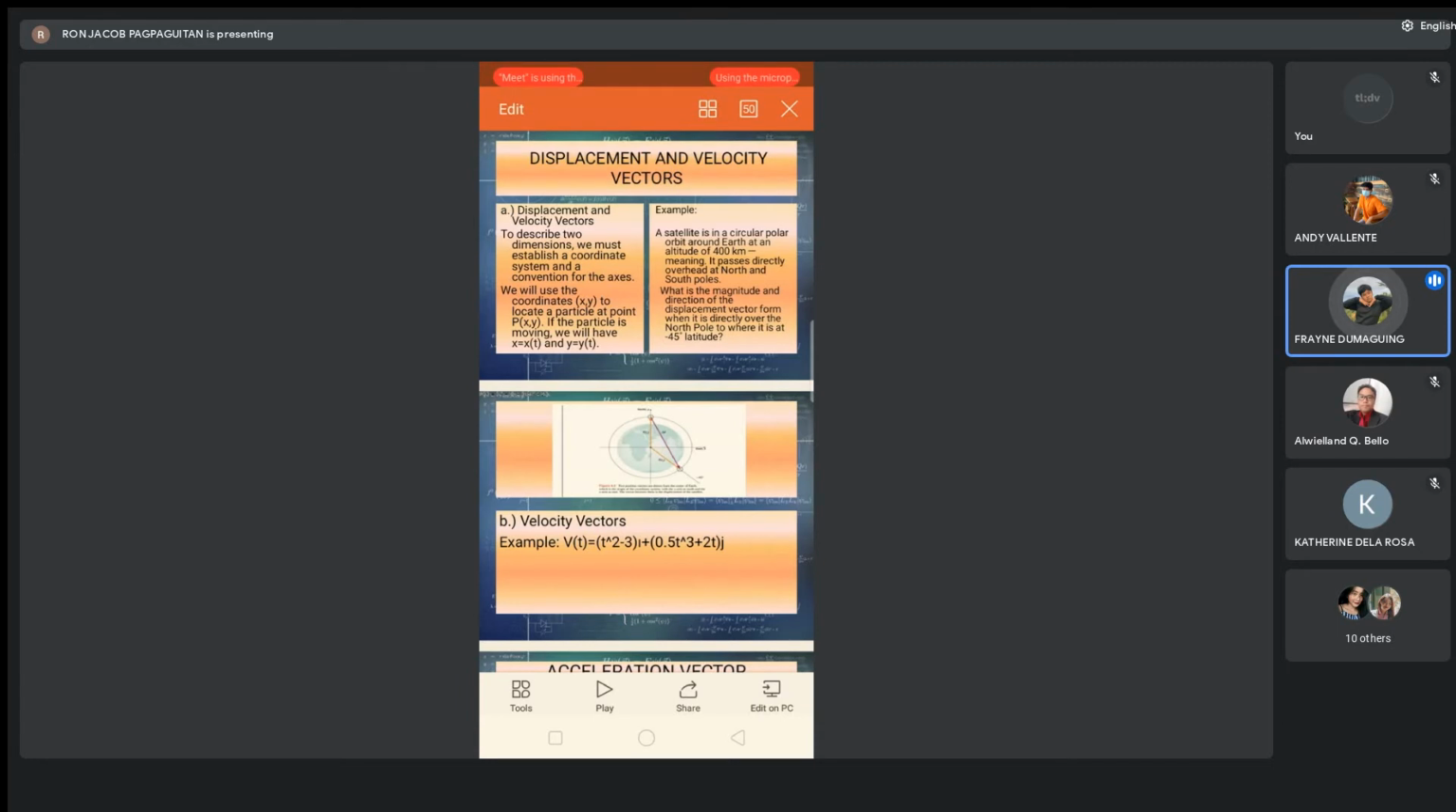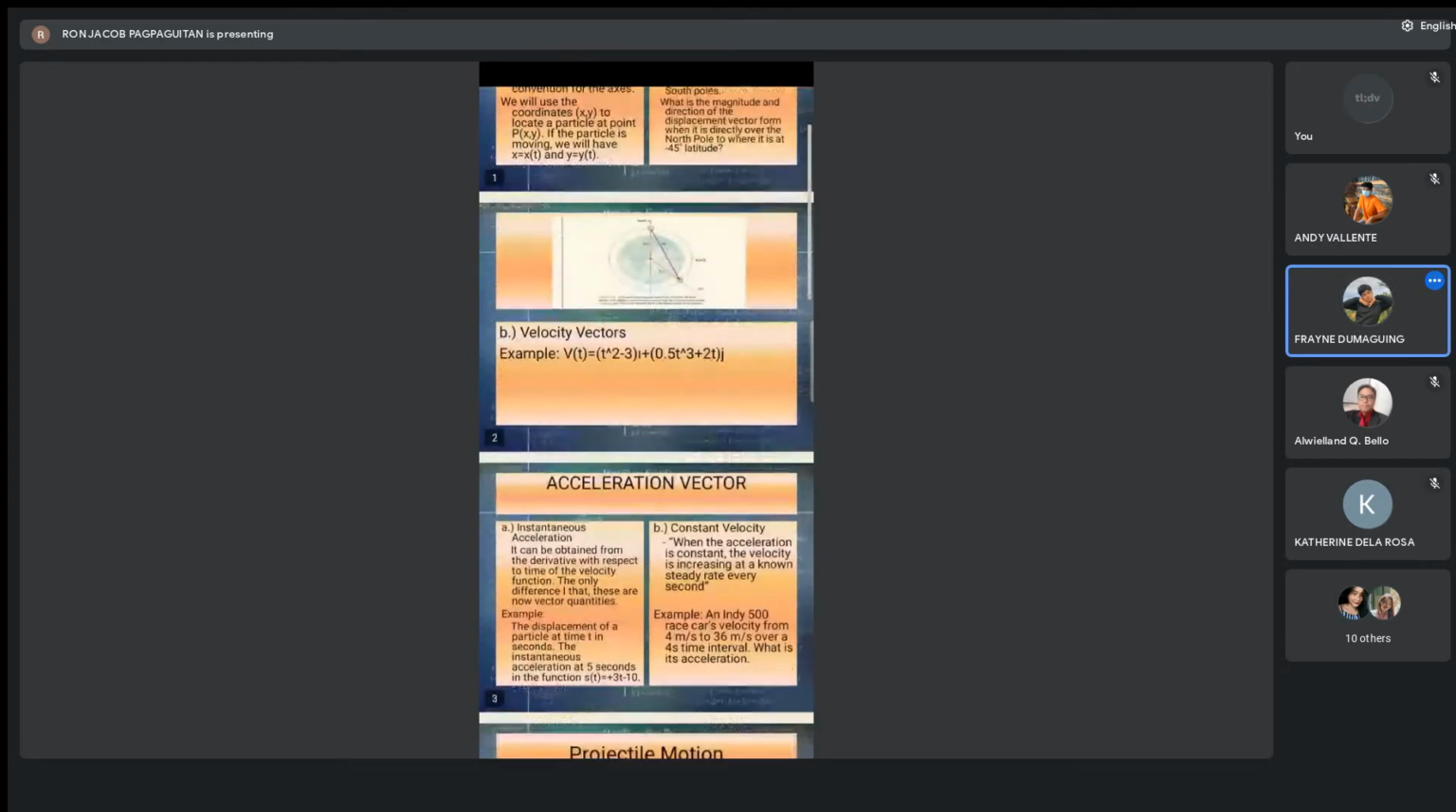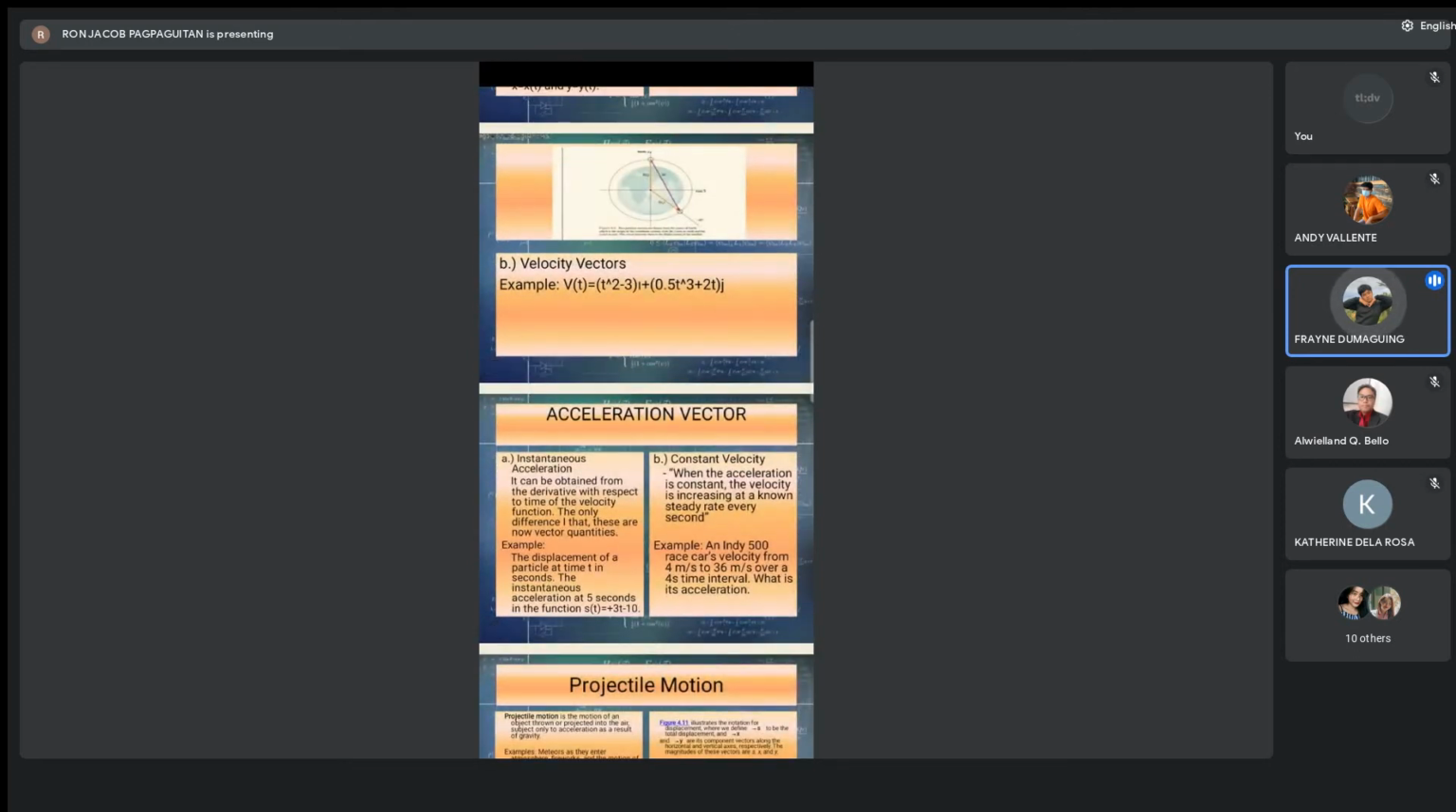continuation sa 4.1 natay velocity vectors. So sa pagkuha sa velocity vector, let me jump dito sa equation. Sa pagkuha sa velocity vectors, kinahanglan na nato i-divide ang displacement vector og ang change of time. So tanaw nako kung maka provide ko og example.